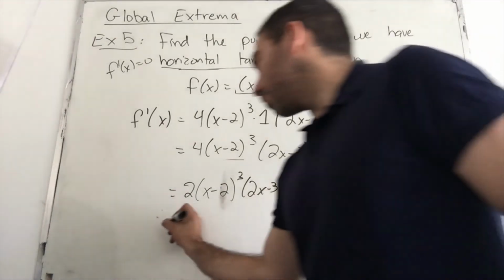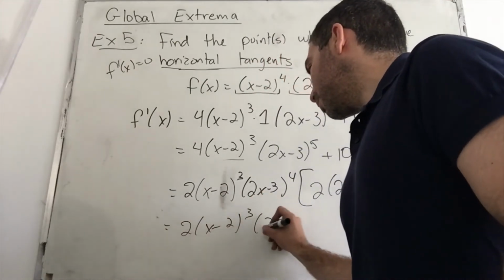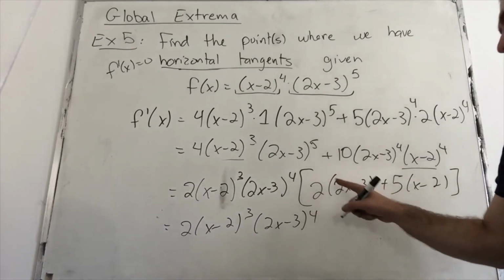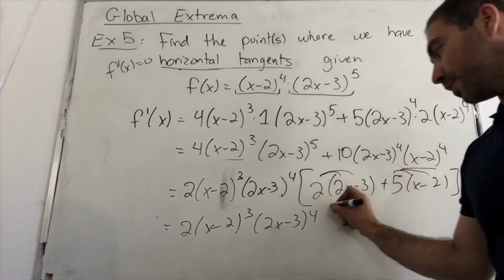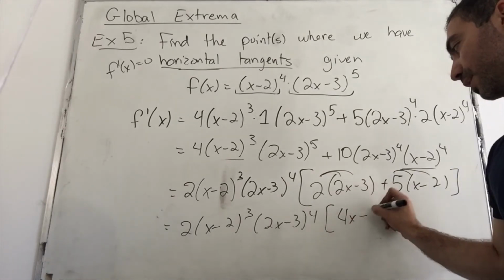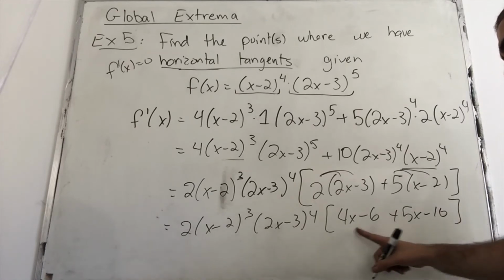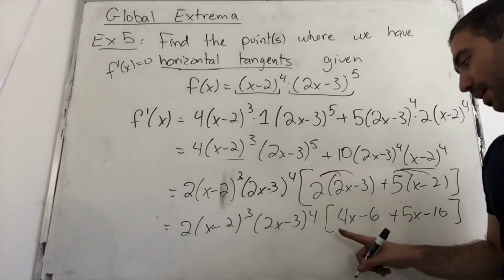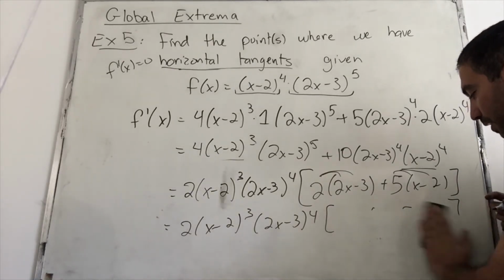Okay, so let's go and simplify. We had 2 x minus 2 cubed, 2x minus 3 to the 4, and now here we'll distribute. So we get 2 times 2x, and then we'll multiply the 5 in. 2 times 2x is 4x minus 6 plus 5x minus 10. Simplifying this, we get 4x plus 5x is 9x, and negative 6 minus 10 is negative 16. So I'm just going to write 9x minus 16.